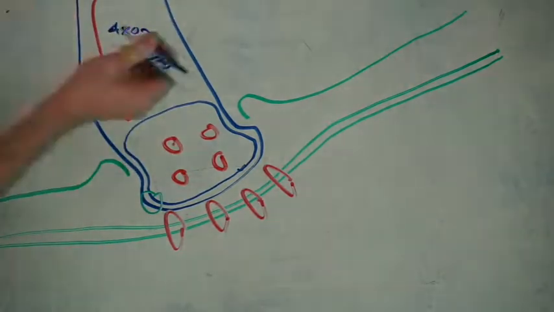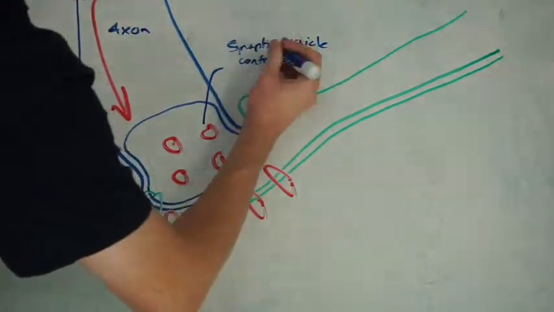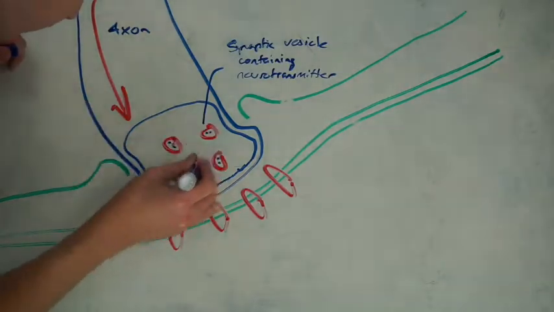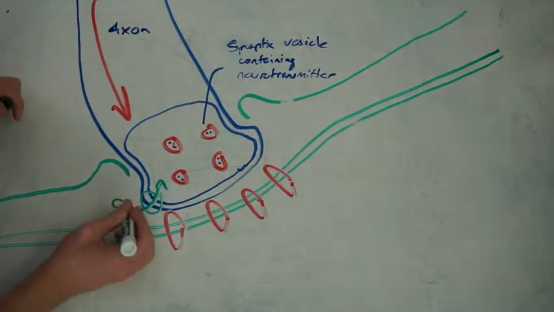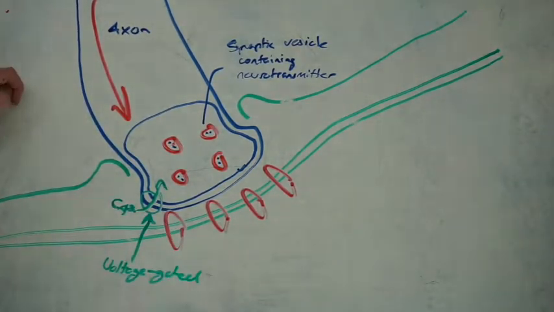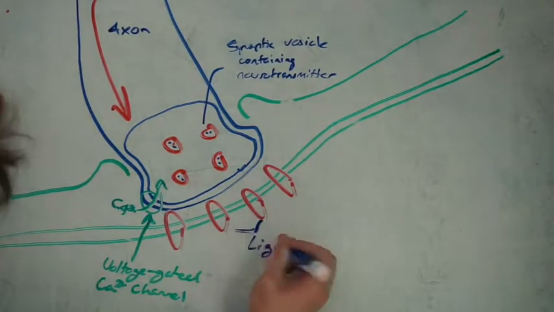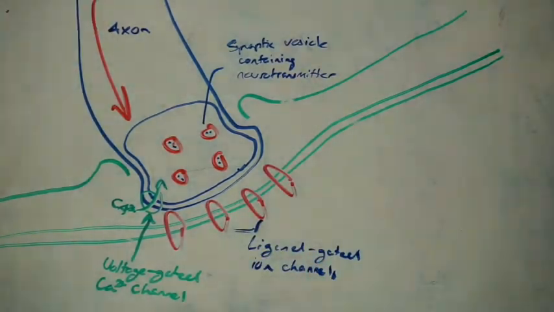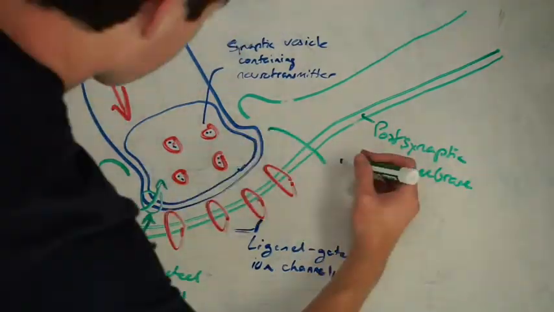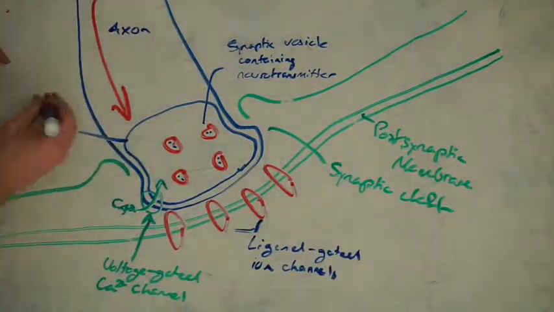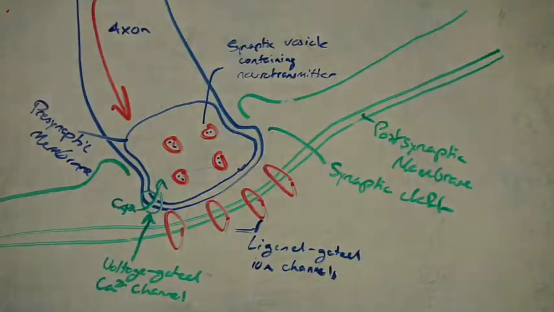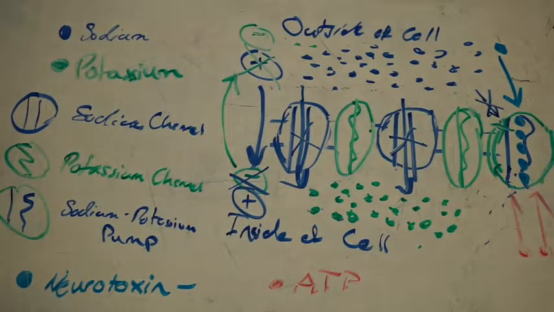Neurotransmitter release. An action potential arrives, depolarizing the presynaptic membrane. The depolarization opens voltage-gated ion channels, triggering an influx of calcium ions. The elevated calcium ion concentration causes synaptic vesicles to fuse with the presynaptic membrane, releasing neurotransmitters into the synaptic cleft. The neurotransmitters bind to ligand-gated ion channels in the postsynaptic membrane. This allows potassium and sodium ions to diffuse through.